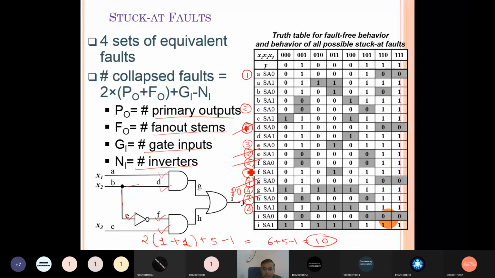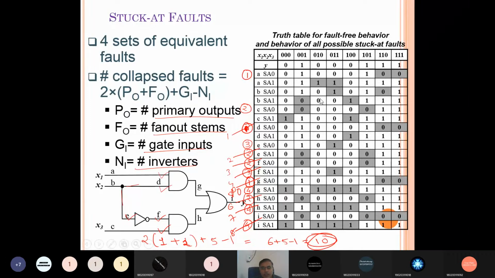In a 3 we can remove this, right? So it can detect. In 4, we can remove this. So out of 10 we can remove the 8 faults. This is also a group of 4, right? So out of 10 we can remove these 8: 1, 2, 3, 4, 5, 6, 7 and 8. So in total we'll get the 10 collapsed faults.